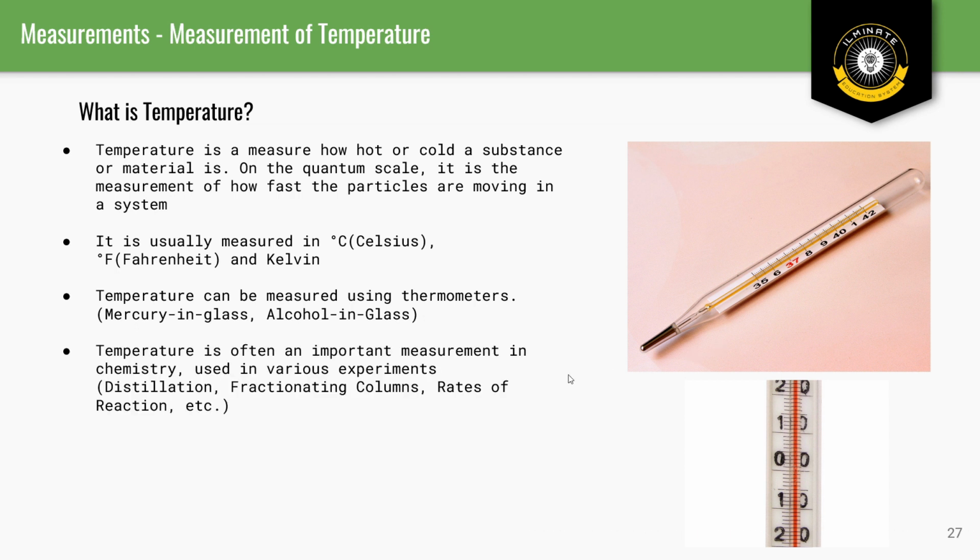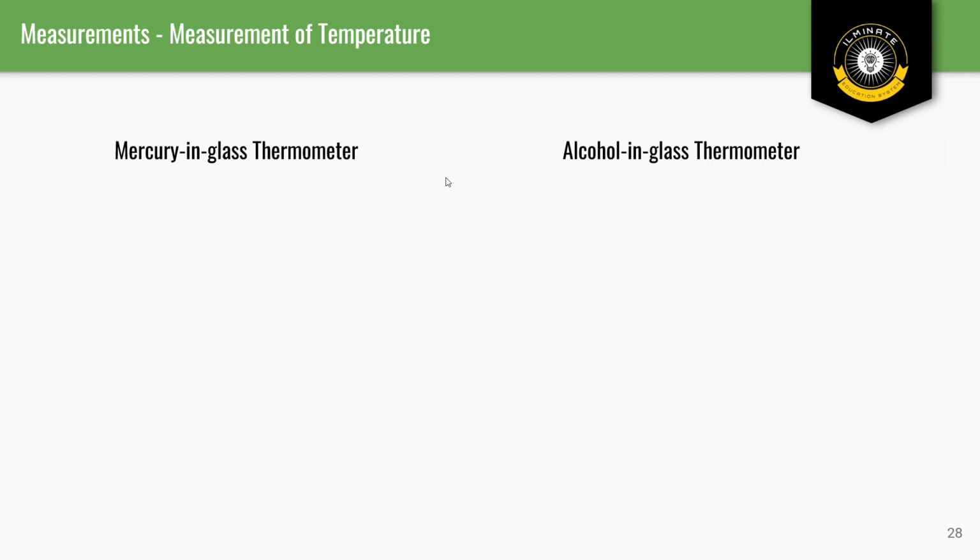So temperature is often an important measurement in chemistry, and it's used in various experiments, such as we'll be looking forward to, like distillation, fractionating columns, and the rates of reaction, in which the measurements of temperature are really essential to us. So moving on to some of the differences between the mercury in glass and alcohol in glass thermometer.